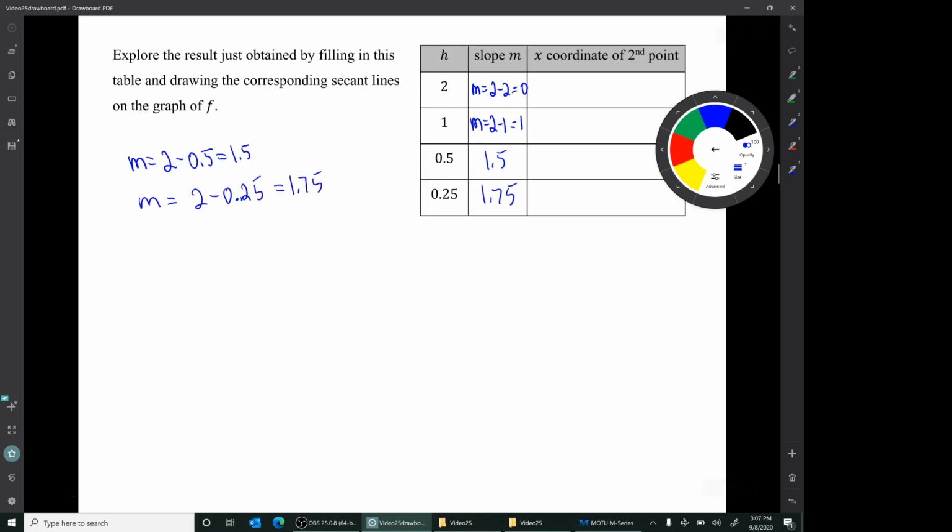So those are all numbers that are slopes. They can be interpreted as slopes of secant lines. Now, for each of those calculations, what's the x-coordinate of the second point? What do I mean there? Let's go back up.